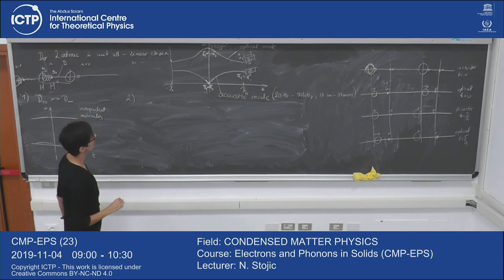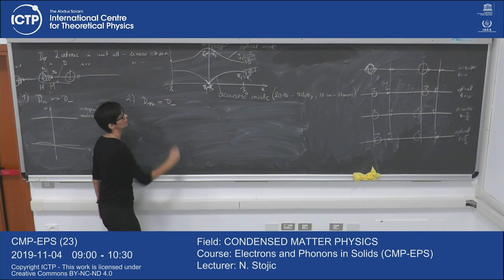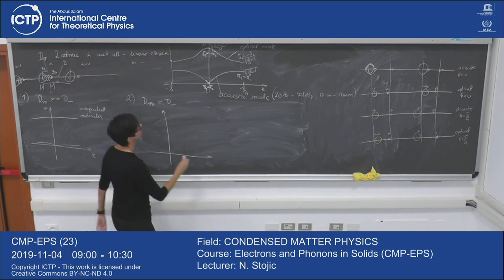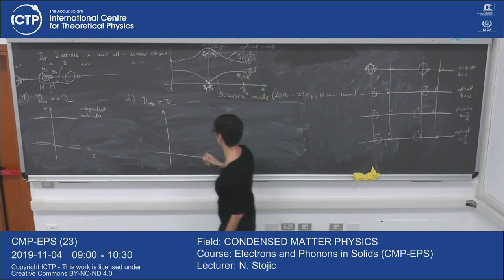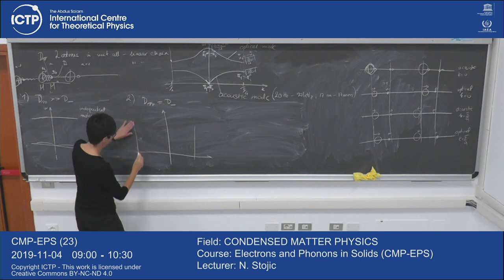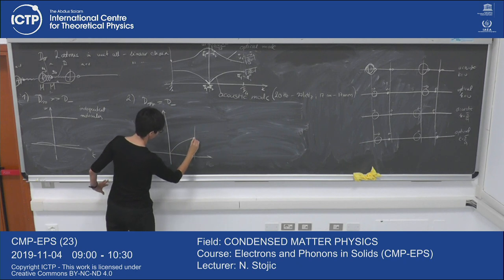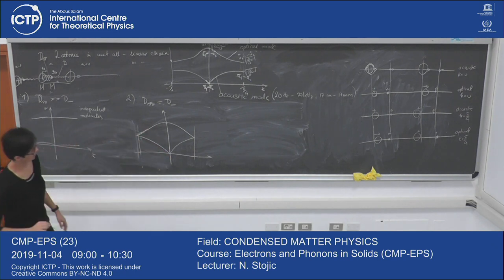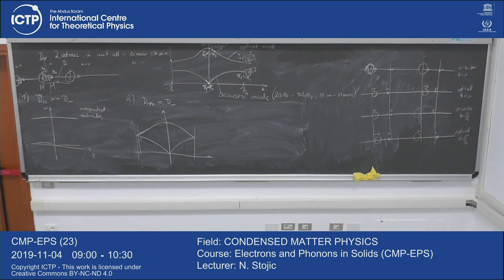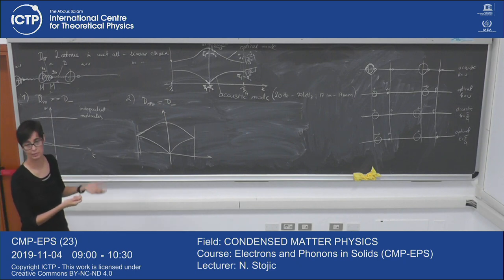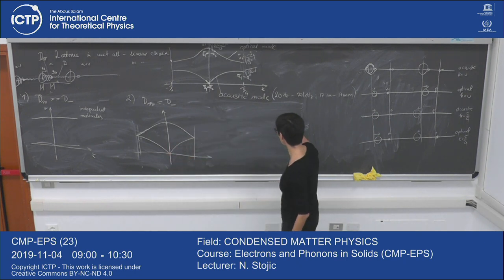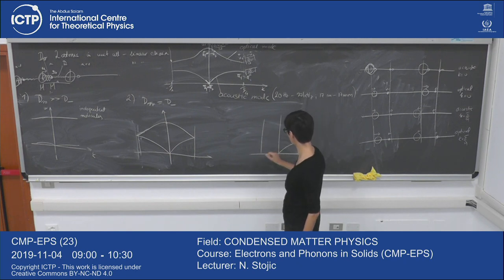The second limit, let's take them equal. What happens then? Now this is the same point. Imagine it is symmetric. But look, now we say they are the same. We ended up with the case we did last time, same spring constants, force constants. Why do we get this? Last time we got just one branch.